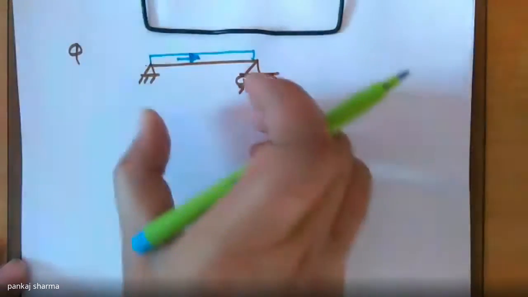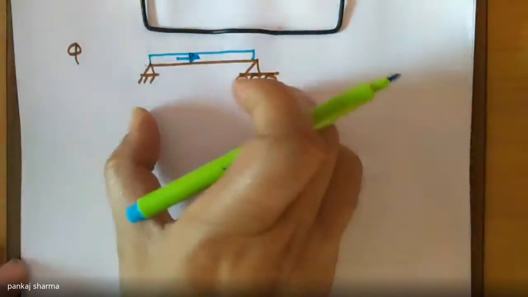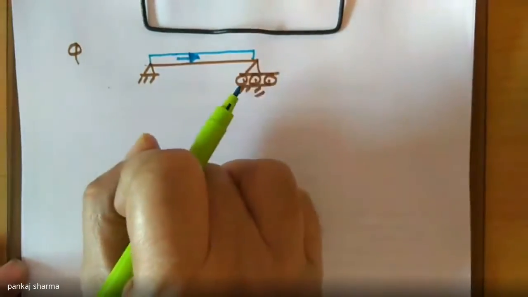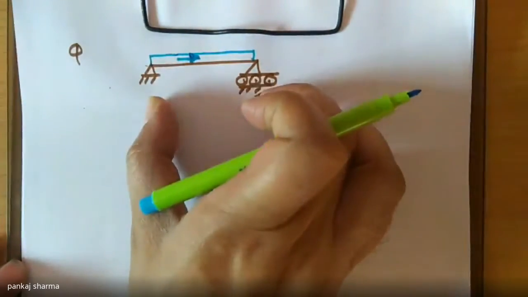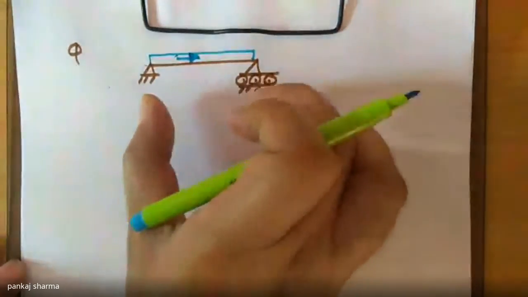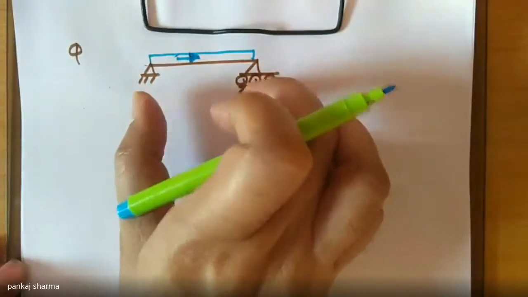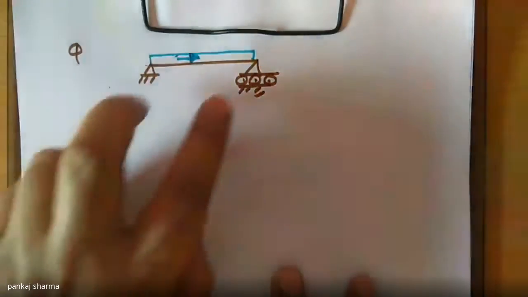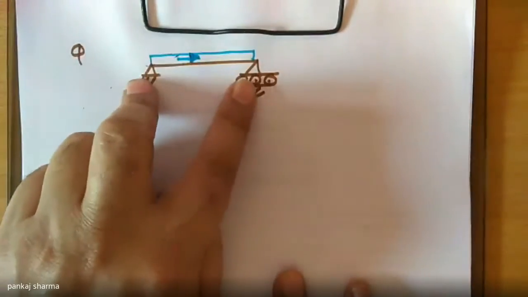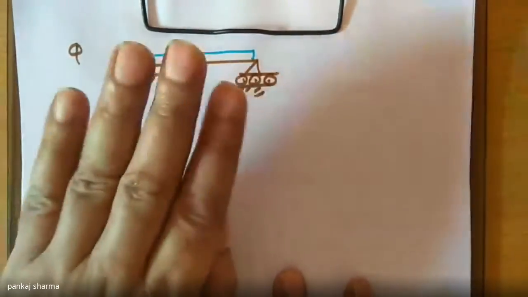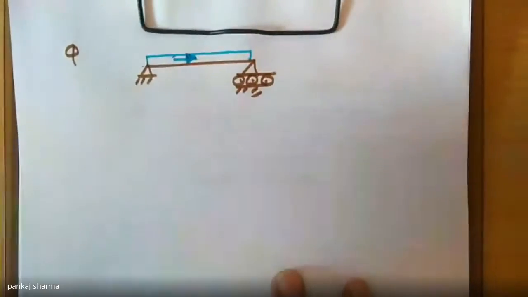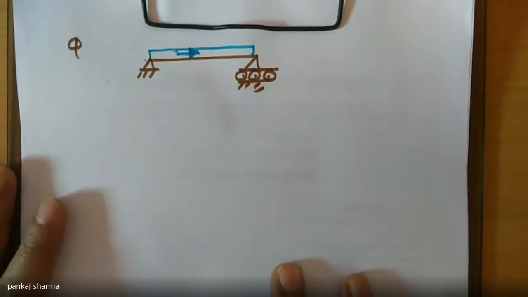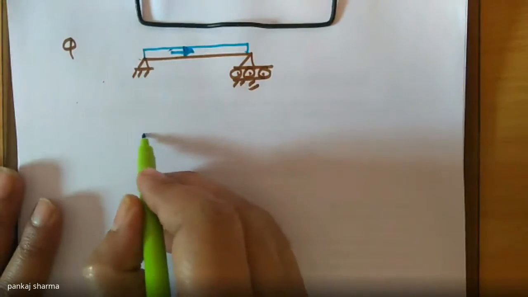Now we just want to check whether this structure is statically determinate or not. Means, can we calculate the unknowns with the help of equations of equilibrium? That is our aim. For this problem, are equations of equilibrium sufficient to calculate the value of unknowns? So what are the unknowns?